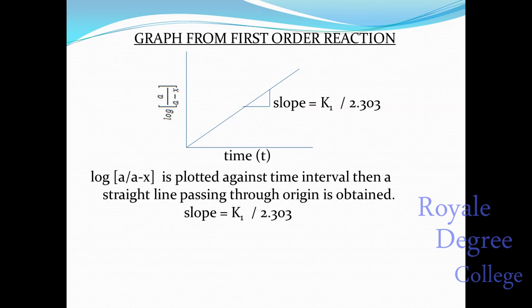Next is the graph for the first order reaction. Here you can see the graph. Log A by (A minus x) is plotted against the time interval t. Then a straight line passing through the origin is obtained. Here the slope is equal to K1 by 2.303.